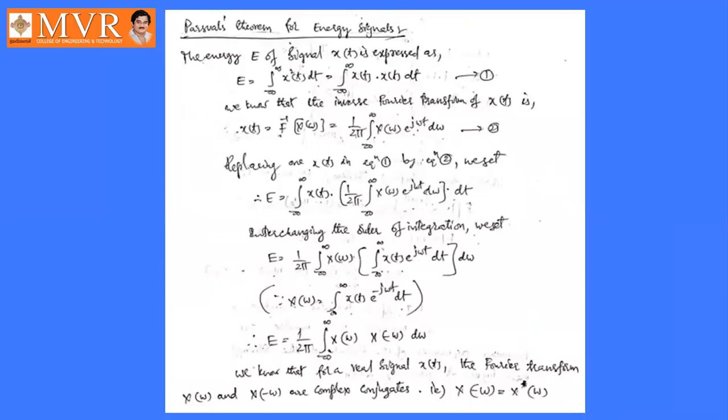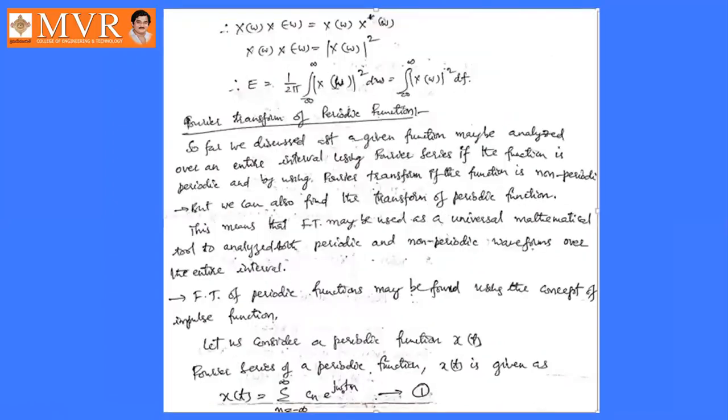For a real signal x of t, the Fourier transforms X of omega and X of minus omega are complex conjugates, so X of minus omega will become X star of omega. So we can write X of omega into X of minus omega is equal to X of omega into X star of omega, that is nothing but mod X of omega squared.